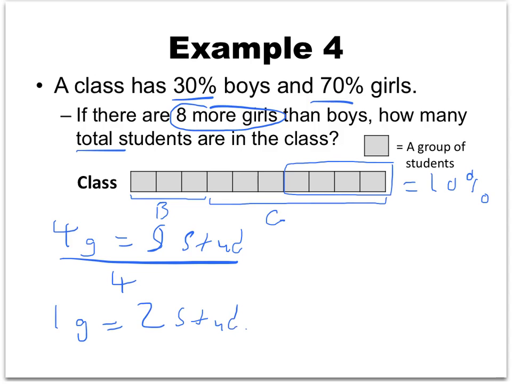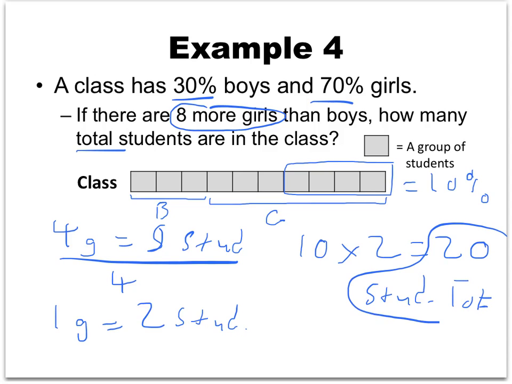And now we know how many students were in each group. We originally had 10 groups, so let's take our original 10 groups times the 2 students per group, and that's going to give us 20 students total. And so there we go. There's our answer. Our class originally had 20 students.